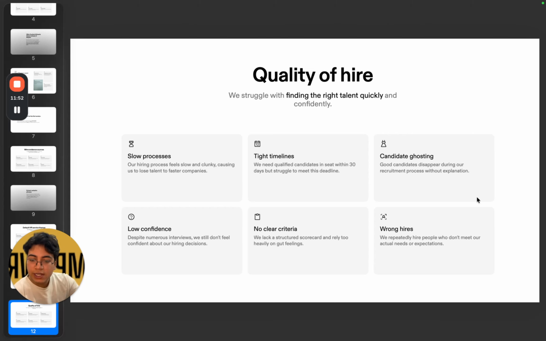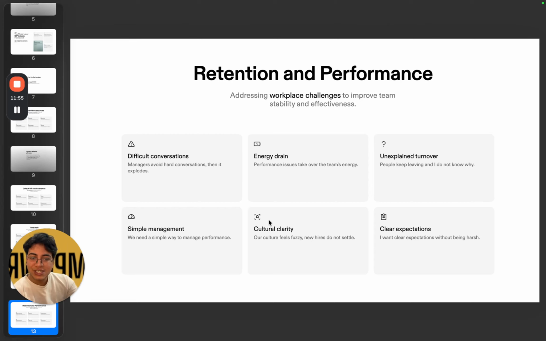Okay, now we have the retention and performance bucket. And retention and performance phrases basically sound like people keep leaving, managers avoid hard conversations, and culture feels very weird. So these are the exact example phrases: managers avoid hard conversations, then it explodes. Performance issues take over the team's energy. People keep leaving and I do not know why. We need a simple way to manage performance. Our culture feels very weird. New hires do not settle. I want clear expectations without being harsh. So these are retention and performance bucket phrase examples.